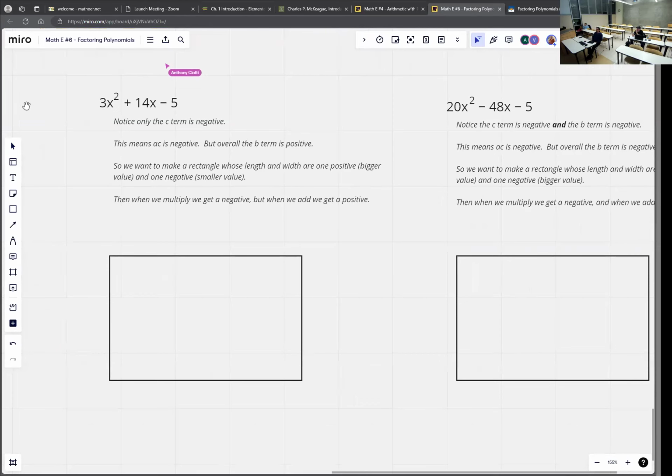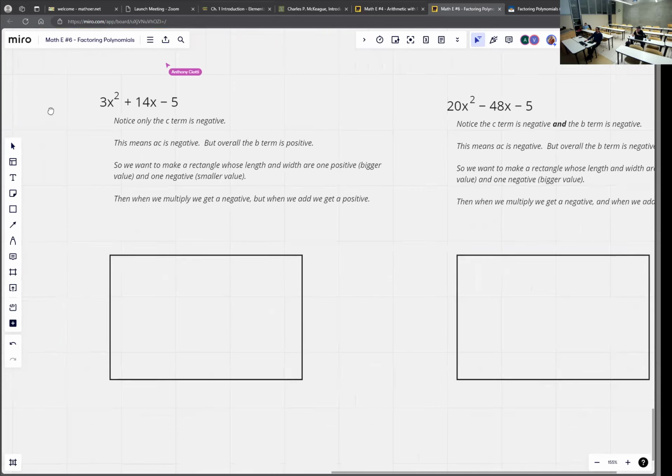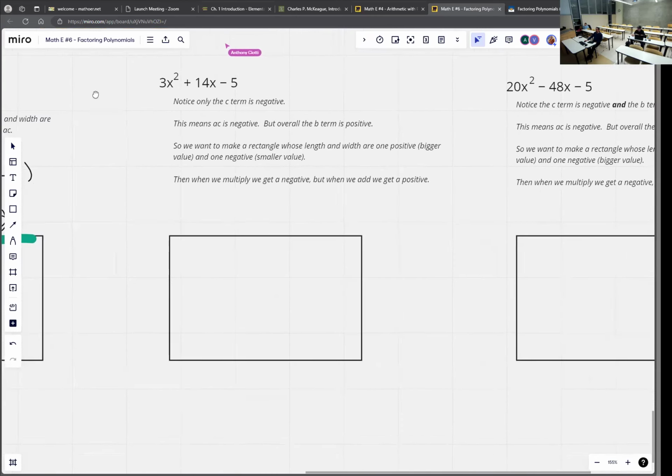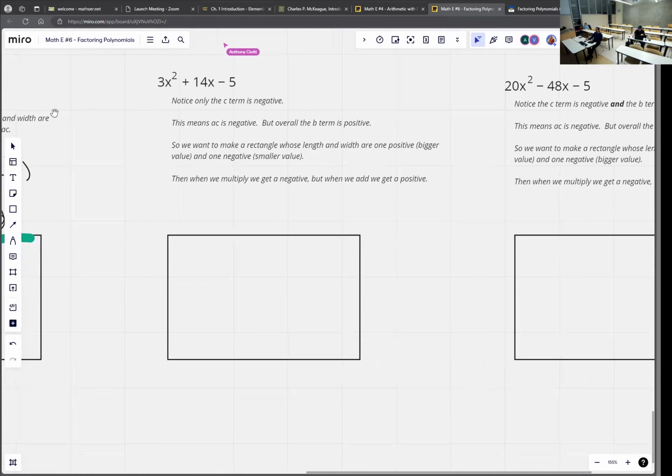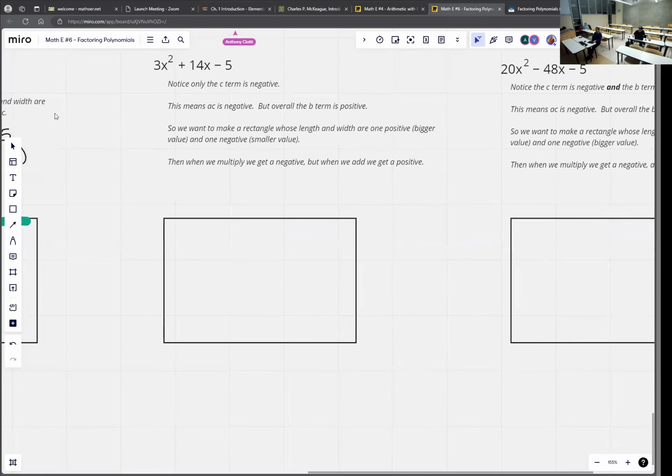Okay, should we do another one? Yep. Tell me where to start. Who remembers? We need length times width. Okay, a length and a width. What are they going to multiply together to be?